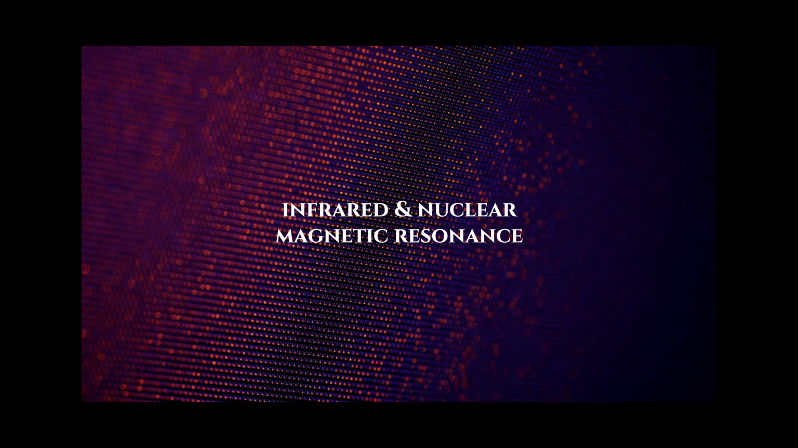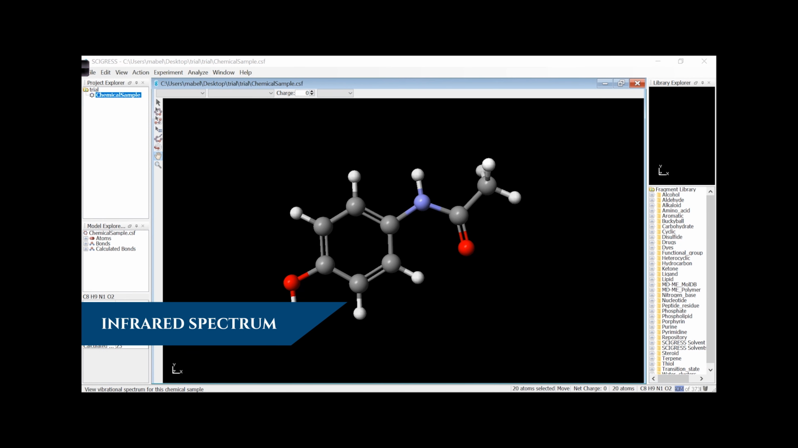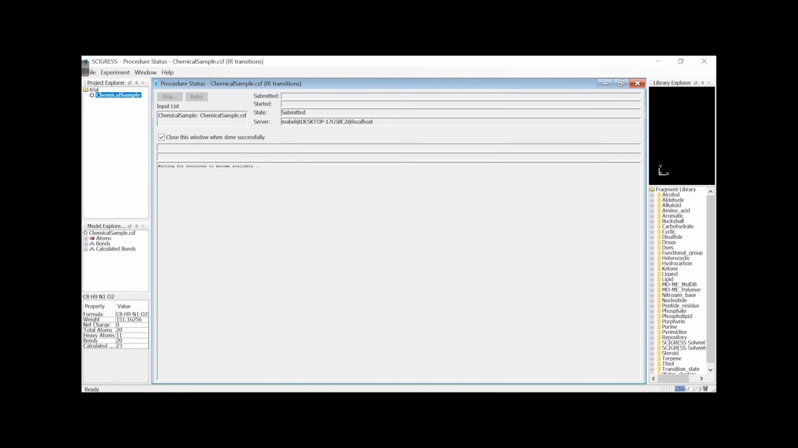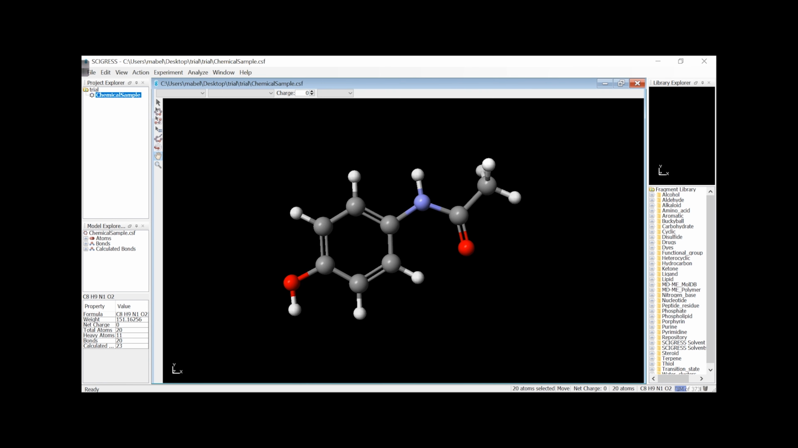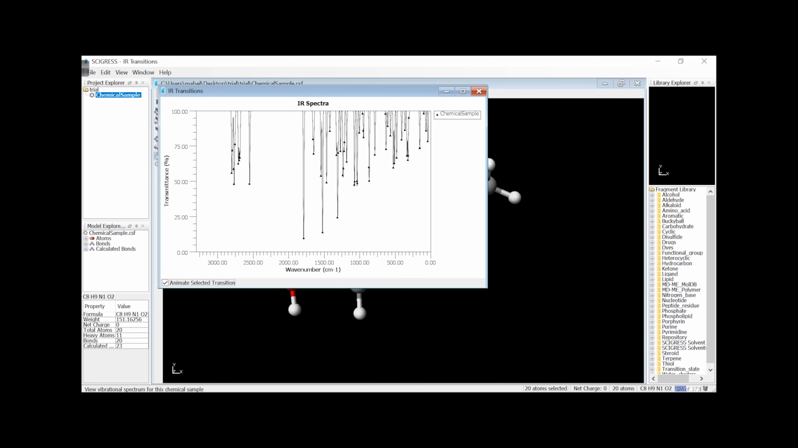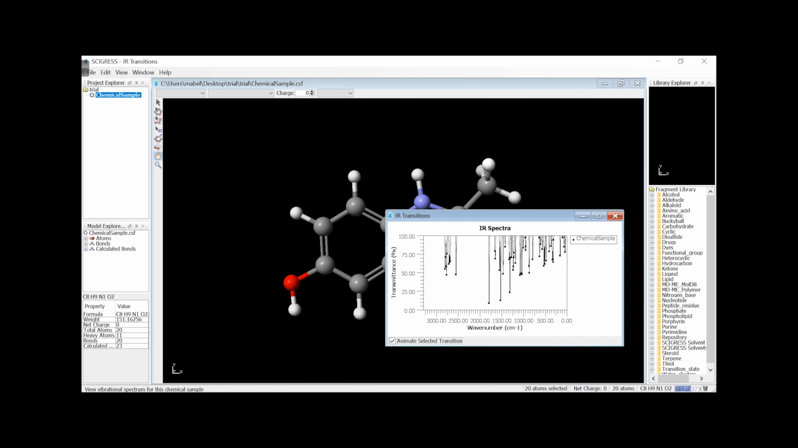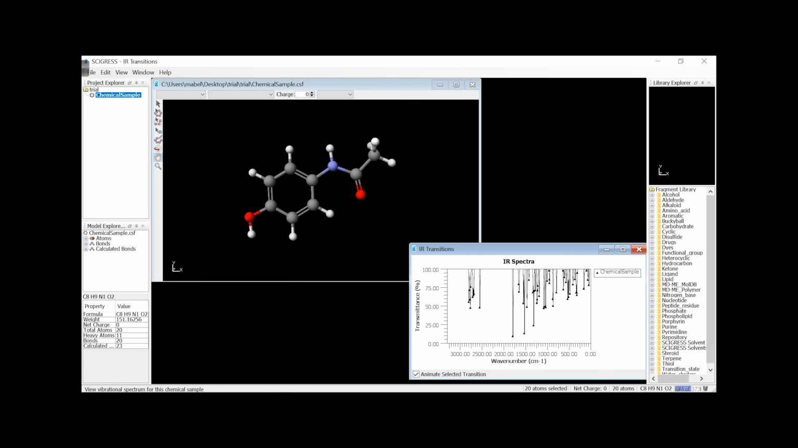One of the functions of SciGress is providing the IR and NMR spectrum of compounds. After we have drawn a molecule, we can run an experiment to generate the IR spectrum. Once the calculations are complete, we go to Analyze to view the IR spectrum. We can click on the individual peaks to observe which peak corresponds to which vibrational mode.